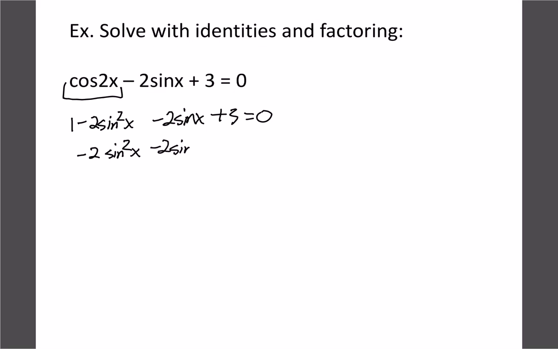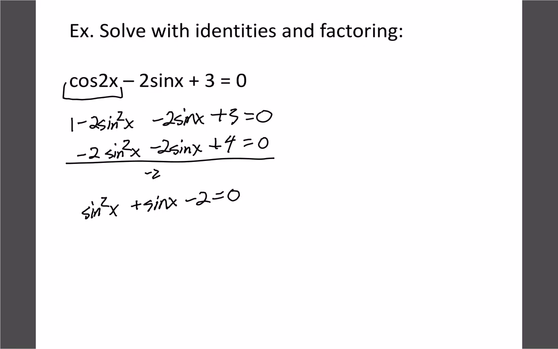So we'd have minus 2 plus 4. And let's even divide everything by negative 2. Because it's an equation, we can divide the whole thing by negative 2. That doesn't change anything, so we'd have sine squared x plus sine x minus 2 equals 0. So now we can factor this just by using sum and product.